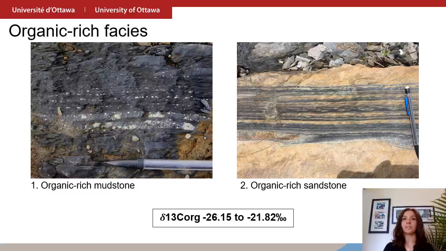Organic matter carbon isotope values in these samples range from negative 26.2 to negative 21.8 per mil. Because vascular land plants did not yet exist in the Neoproterozoic, the potential sources of this organic matter would be algae and phytoplankton, which is consistent with the measured isotopic values. The organic matter would therefore be considered type 2.